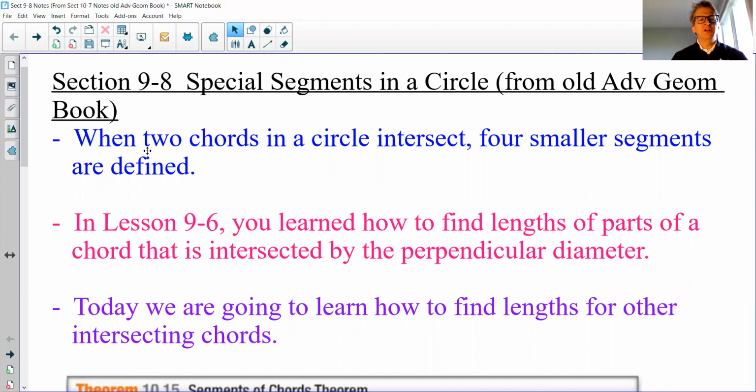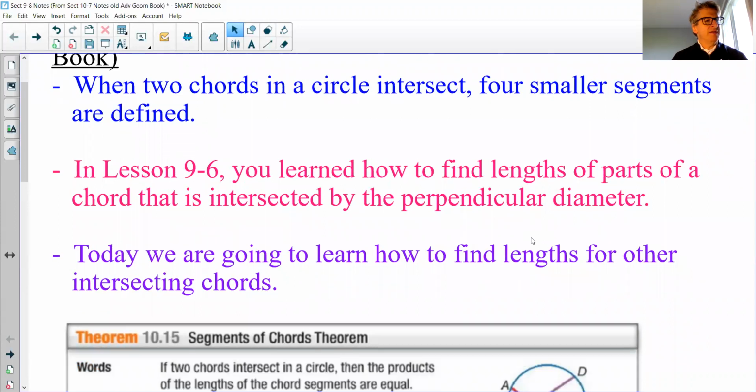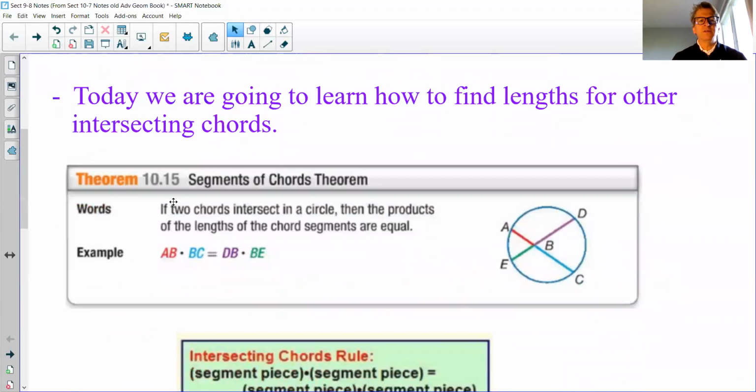A couple notes here. When two chords in a circle intersect, four smaller segments are defined. You may recall in lesson 9.6, you learned how to find lengths of parts of a chord that is intersected by the perpendicular diameter. Today we're going to learn how to find lengths for other intersecting chords. So this brings us to the segment of chords theorem.